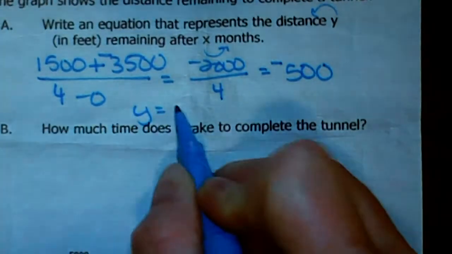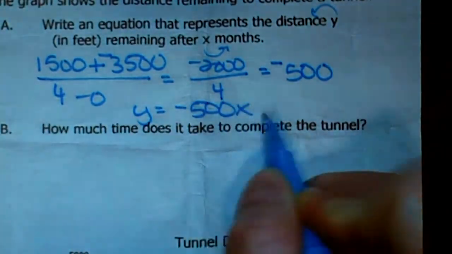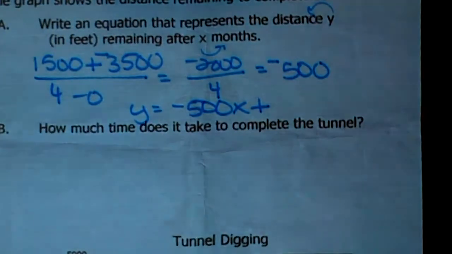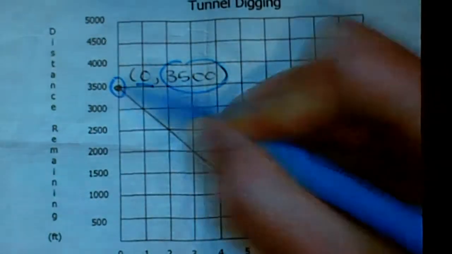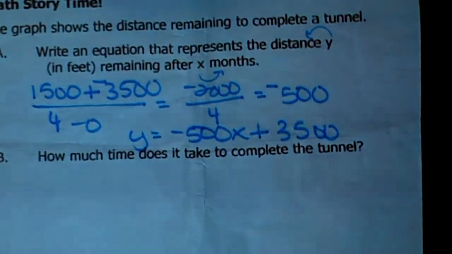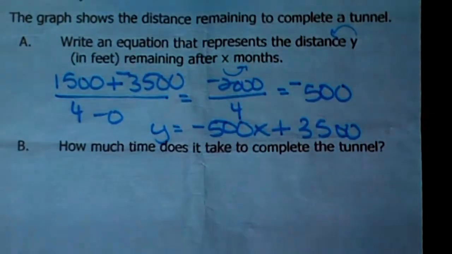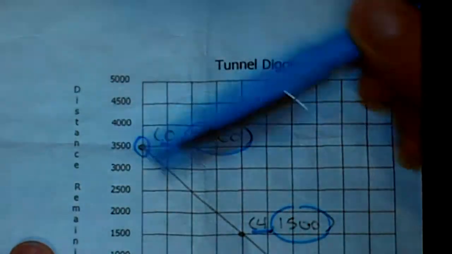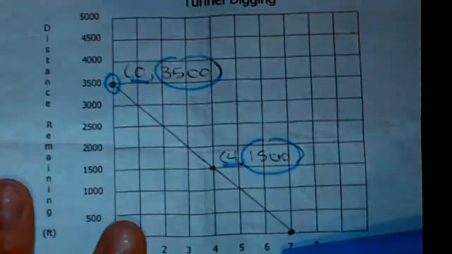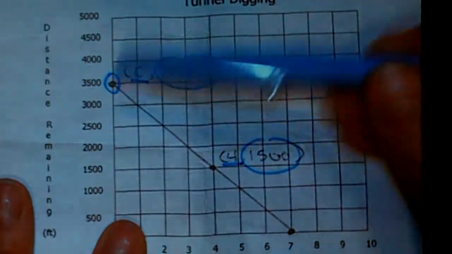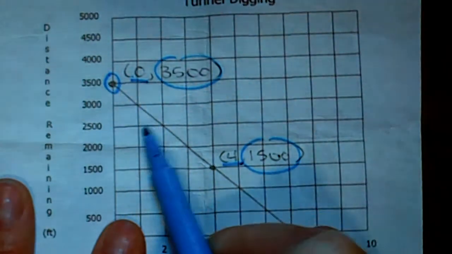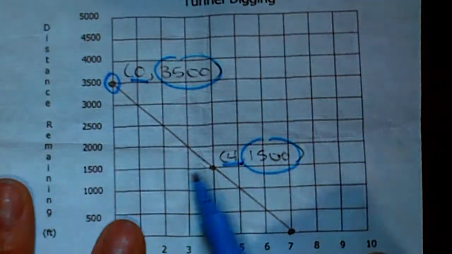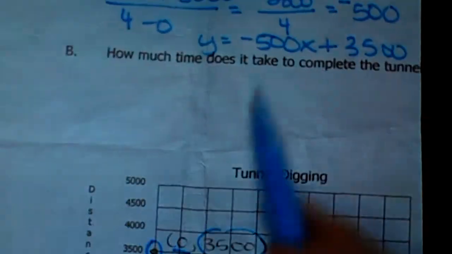So y equals negative 500x plus, now looking at this graph, I can see what the y-intercept is. This is the y-axis. This is where it crosses. I can see 0, 3500. So I'm going to write plus 3500. Now, maybe you're thrown off by the whole negative 500, but keep in mind, this graph is decreasing. It's a negative slope. It should be negative. And if you look, here's 3500. 3000 is down by 500, down by 500, down by 500, down by 500, and that's what a negative 500x, that's what that means.